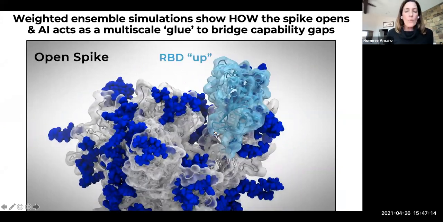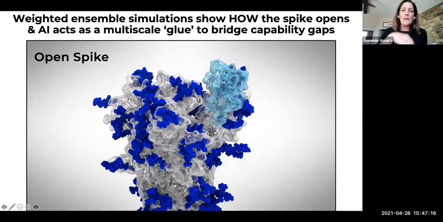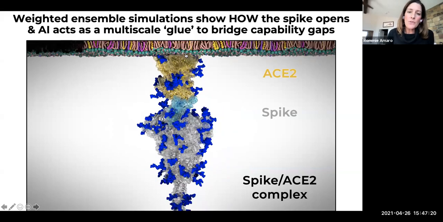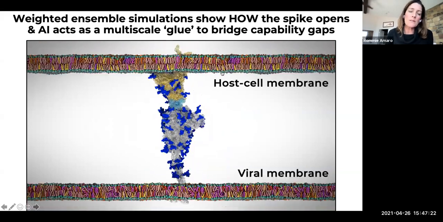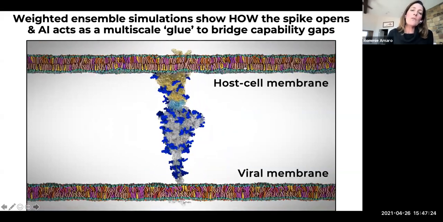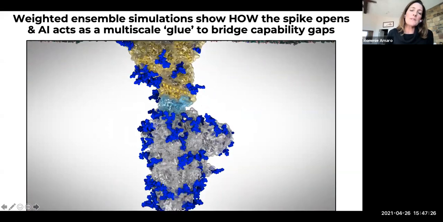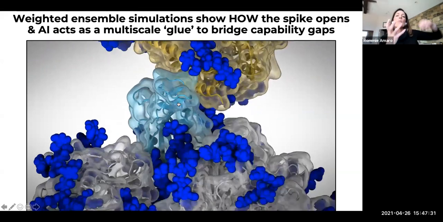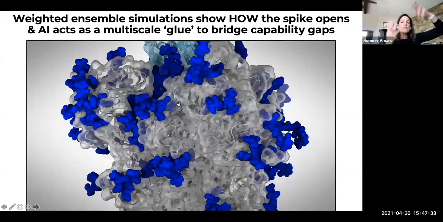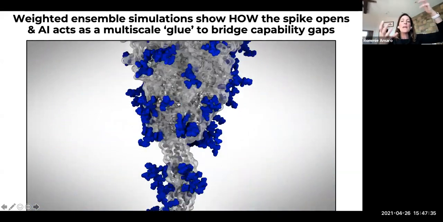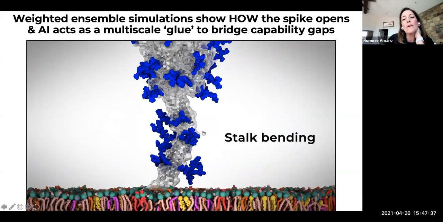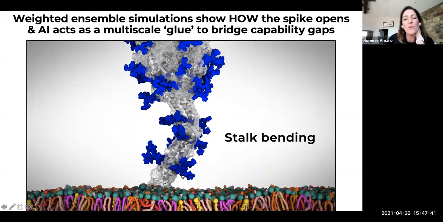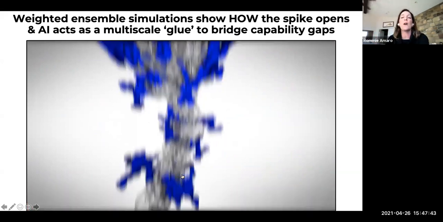And then once it's open, we have combined it with simulations of a parallel two-membrane system, where we have ACE2 in the host membrane and the spike in the viral membrane. This is cool because it allows us to look at the interactions across the interface, but also all these other degrees of freedom and behaviors that are happening. And here we saw a lot of stalk bending, and I don't do it justice here because I need to wrap this talk up.